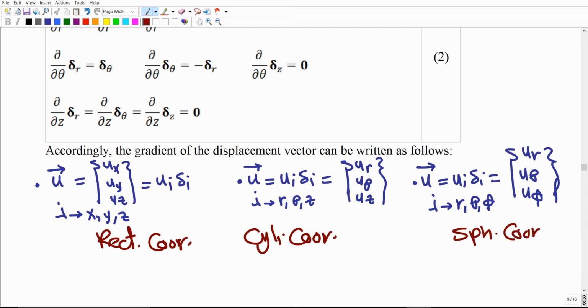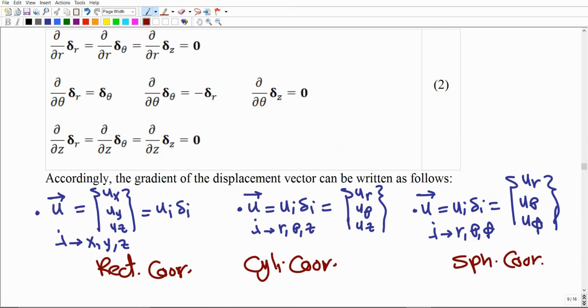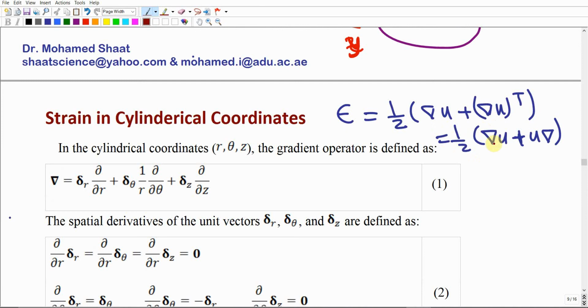No matter what type of coordinates, you still have three components of the displacement: x, y, and z; r, theta, and z; or r, theta, and phi. No matter what, it is the same index notation and the same vector notation for the displacement field. But how about the gradient?